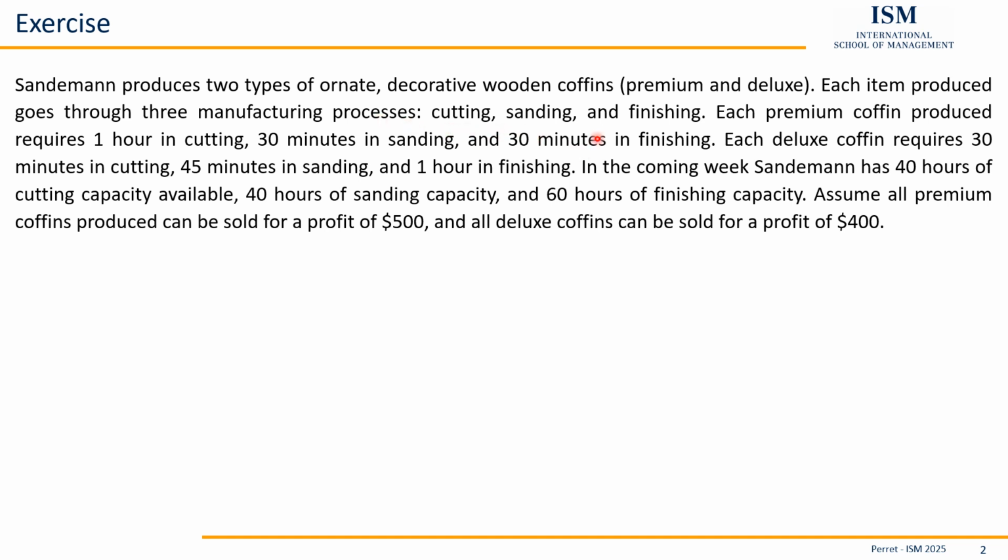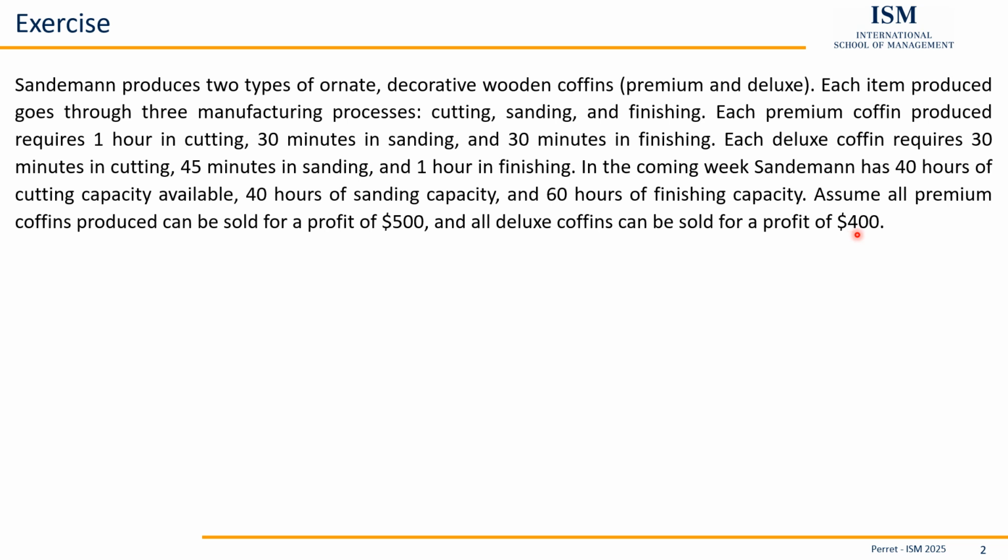In the coming weeks, Sandeman has 40 hours of cutting capacity available, 14 hours of sanding capacity, and 60 hours of finishing capacity. Assume all premium coffins produced can be sold for a profit of $500 and all deluxe coffins can be sold for a profit of $400.